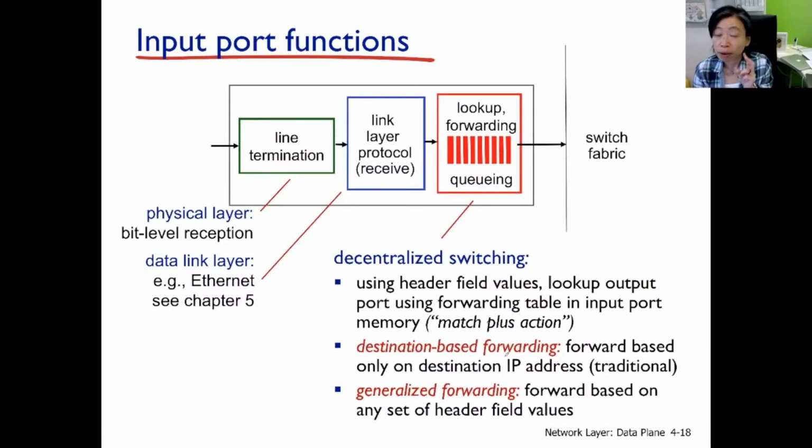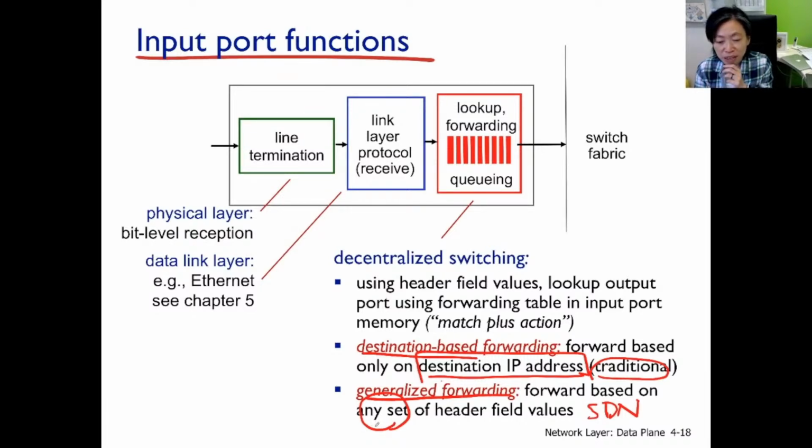Now, there are two different kinds of forwarding. In the traditional internet, we do destination-based forwarding, which is to look at the packet header fields, particularly the destination IP address, and only the destination IP address. Now, in SDN, the modern routing, it's called generalized forwarding because we can actually look at multiple header field values, not just one. And it can be an arbitrary combination of these header fields. So it's a lot more general.